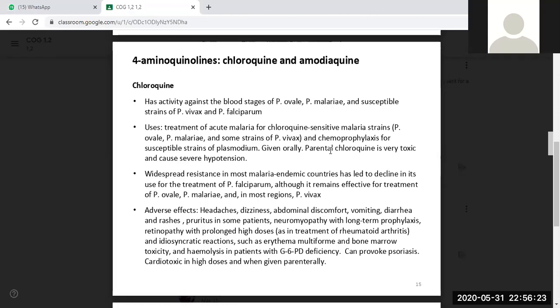Now, there's a widespread resistance in most malaria endemic countries that has led to the decline in its use for the treatment of Plasmodium falciparum. Although it remains effective in the treatment of Plasmodium ovale and Plasmodium malariae and in most regions of Plasmodium vivax, which is the reason why we rarely see chloroquine on our tables or in our hospitals here in Zambia, particularly because the most common cause of malaria here is Plasmodium falciparum, and we are being told that there is a resistance that has been shown to develop between chloroquine and falciparum.